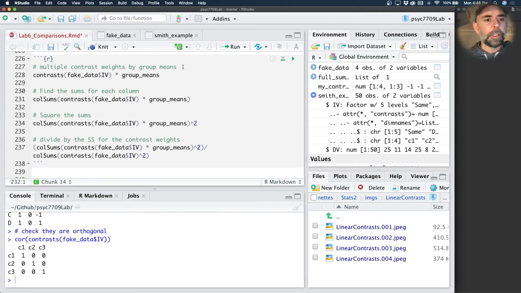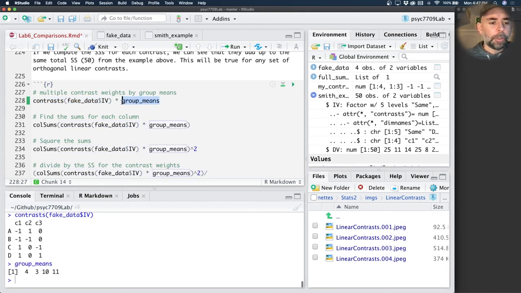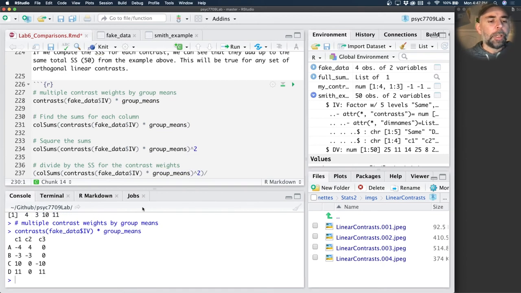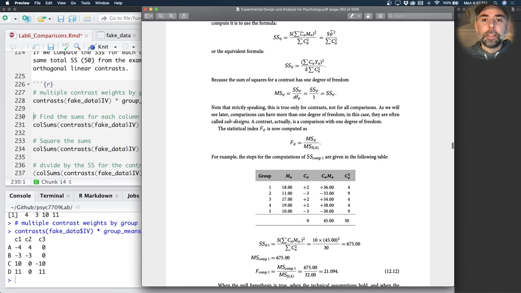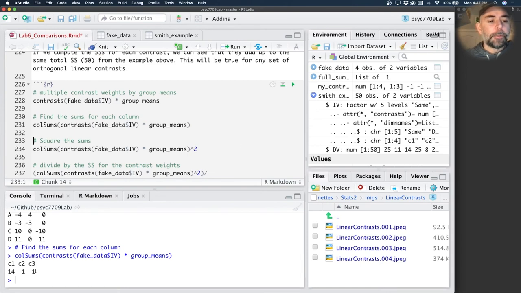And so let's take a look. I'm going to take our contrasts right here, and I'm going to multiply them by the group means. Okay, so here's our group means. And if we do this, what we can see is for each contrast, the outcome here. So this is like in the formula, taking this part and saying, let's multiply the contrast by the mean, right? We're looking at now the mean multiplied by the contrast weight, and we're effectively looking at this column right here, but we're looking at three of these columns because we did this three times for each of the different contrasts. So the next thing we want to do is find the sums of these columns.